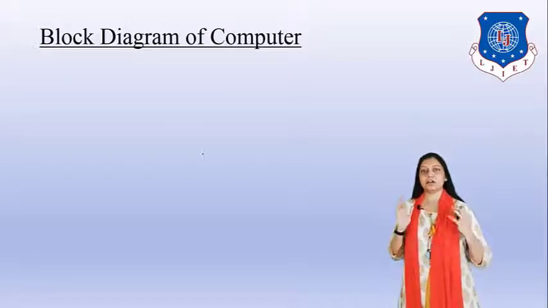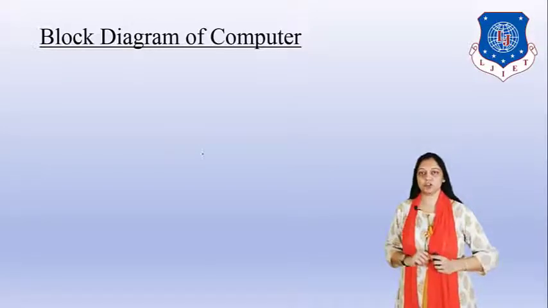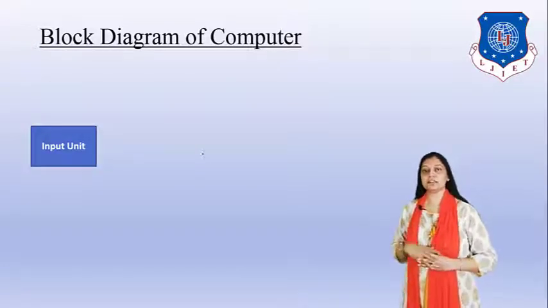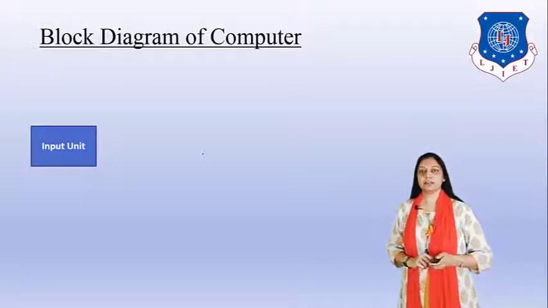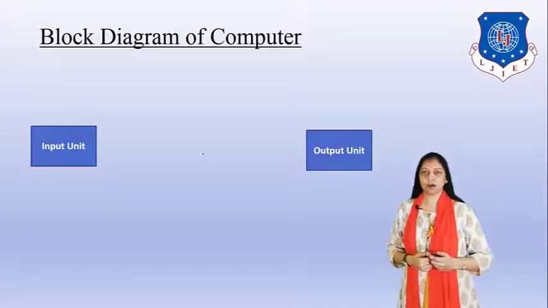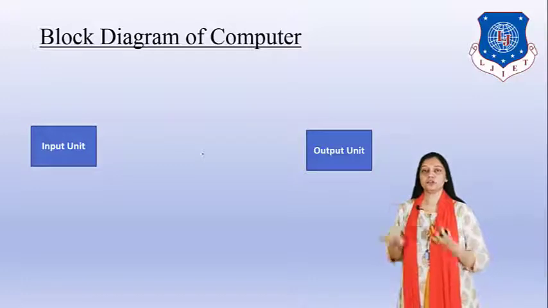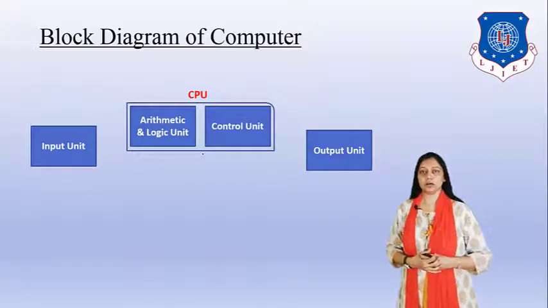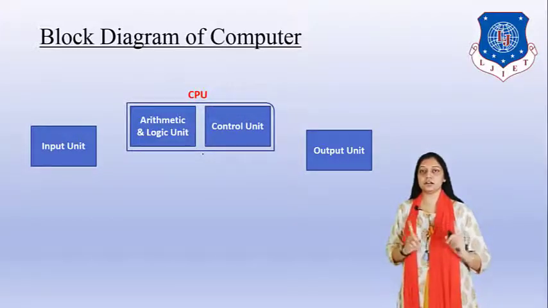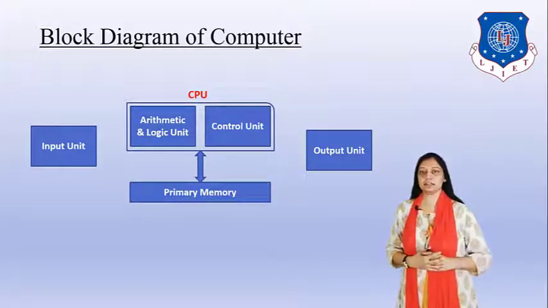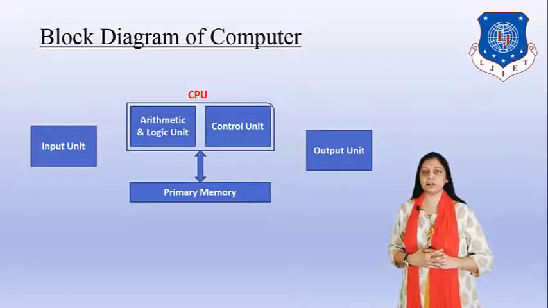So as I said, here we are going to discuss the different components used in computers. To start with, the first component is the input unit. Input unit is used to feed some data inside the computer. Then we have the output unit, which is used to get the result of the processing done by the computer. Now for processing work, we have the CPU, that is central processing unit, which is divided into two parts. One is ALU, another is CU. ALU stands for arithmetic and logical unit. CU stands for control unit.